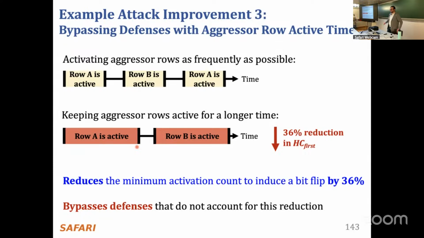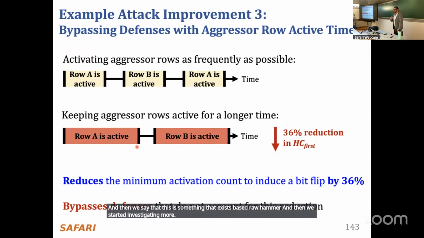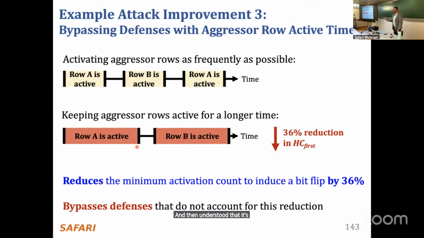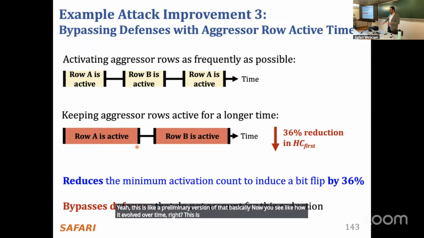Yes, very good point. So we first observed this, and then we said that this is something that exacerbates RowHammer. And then we started investigating more, and understood that it's another disturbance phenomenon called RowPress. Yeah, this is like a preliminary version of that, basically. Now you see how it evolved over time, right? This is 2021, and RowPress was published in 2023.